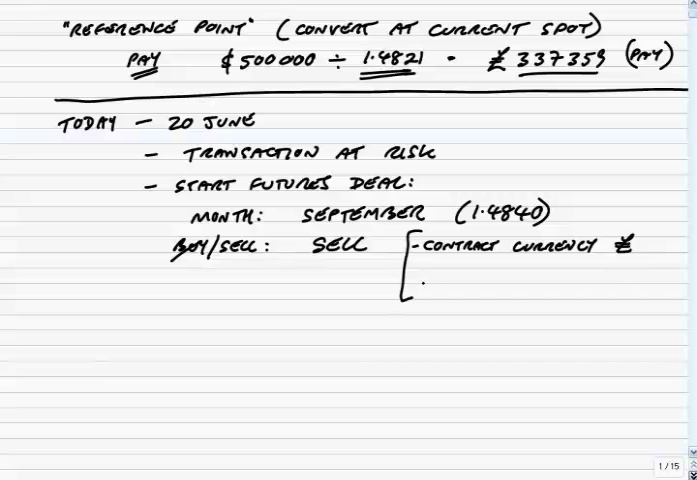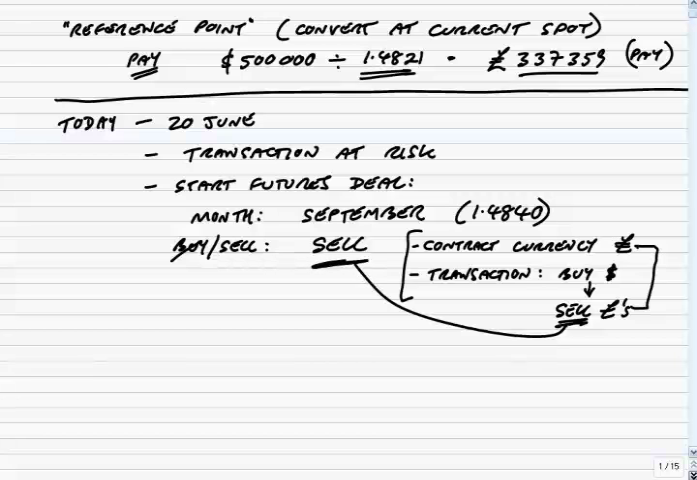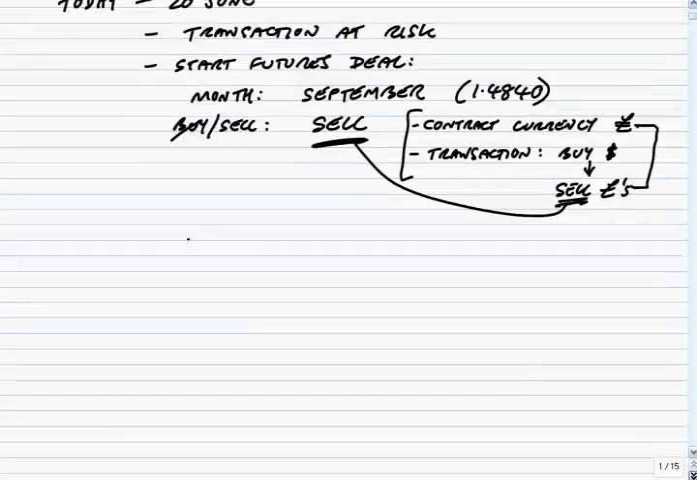We then say, what's the transaction in the contract currency? Well, the transaction itself, because we're having to pay dollars, we'll need to buy dollars. And to buy dollars means selling pounds. The contract currency. And because it means selling pounds, we'll sell futures. The final thing we need to know is how many contracts.